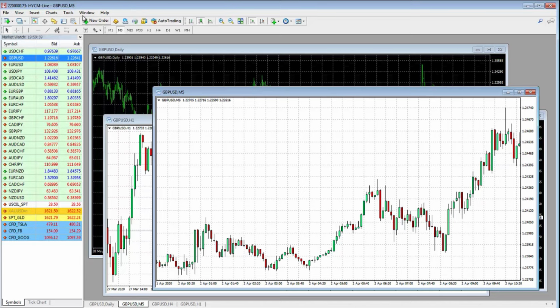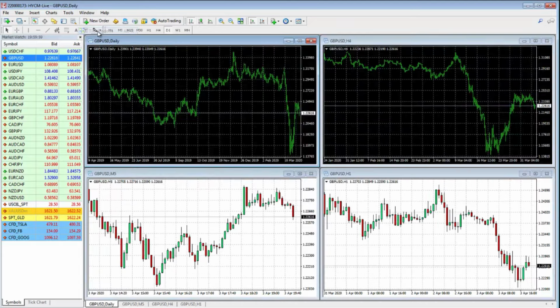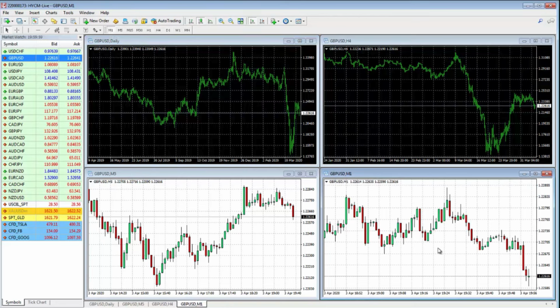Okay, so what we can do now is cascade these tiled windows, and we've got the daily up here, the 4 hourly, the 5 minute, and then maybe let's have the 1 minute, for example, if we're looking to scalp. So we can do our whole due diligence and research process through this.